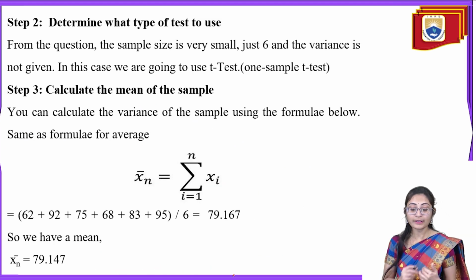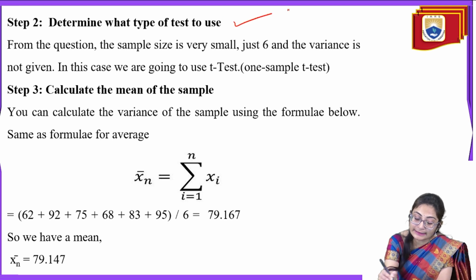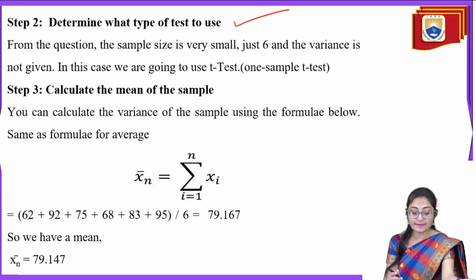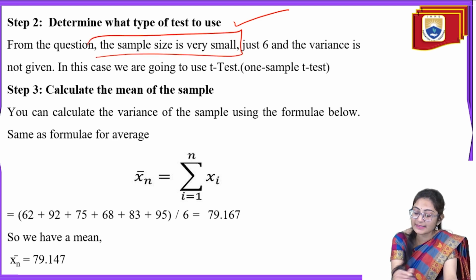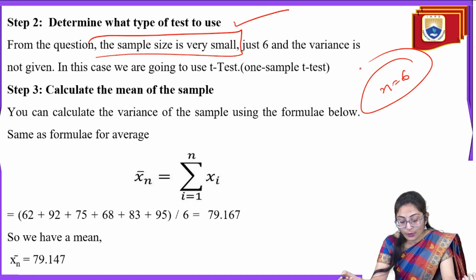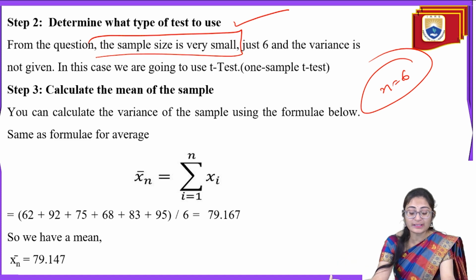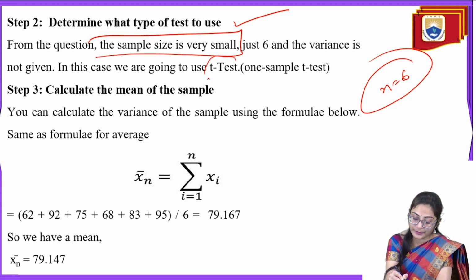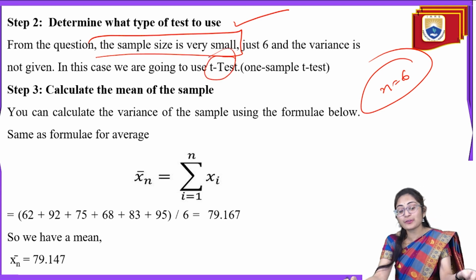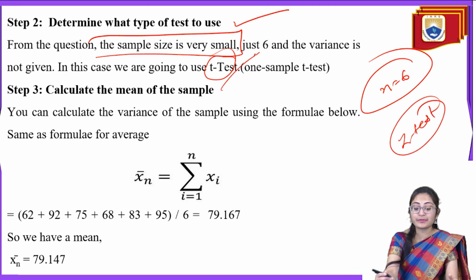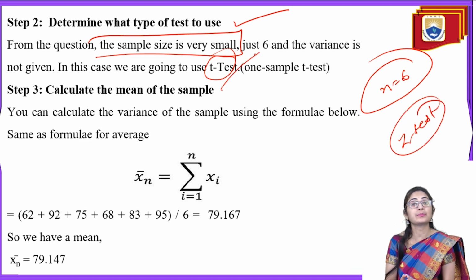70. Now the second step is to determine what type of test to use. From the question, the sample size is very small, that is only n is equal to 6. Since the variance is not given, in this case we will use the t-test. In the previous example we used the z-test, but in this example we will use the t-test, that means a one-sample t-test.